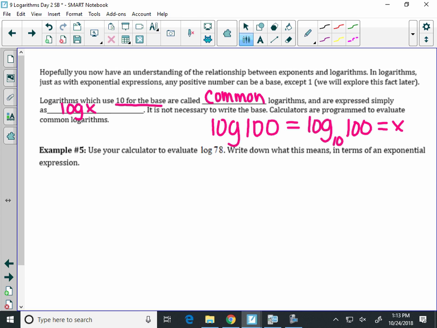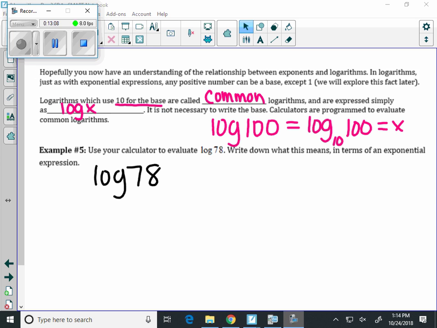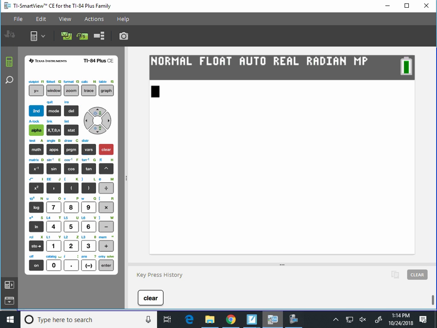So if we look at number 5 here, I have log of 78. I want you to take your calculators, pull them, turn them on, and we're going to evaluate log of 78. So when you pull up your calculator, where's the log button? Right next to the 7. Right next to the 7. You just hit log.